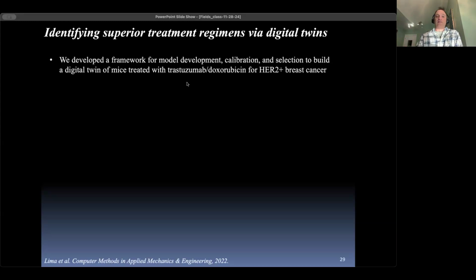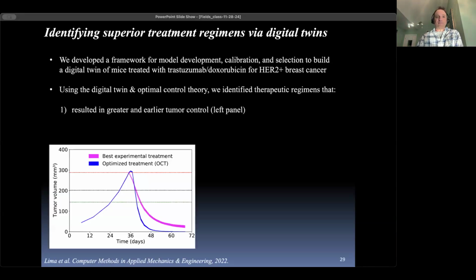So we did this whole thing, right? We developed a framework for model development, calibration, selecting the optimal model, and then through the digital twin, to try to find the optimal intervention. So we're trying to do two things. One is to identify a therapeutic regimen that's going to result in greater and earlier tumor control.